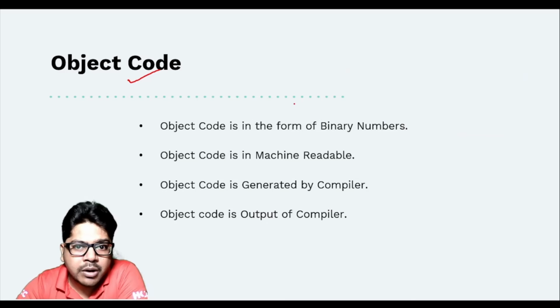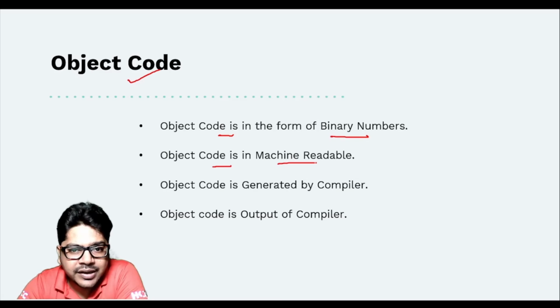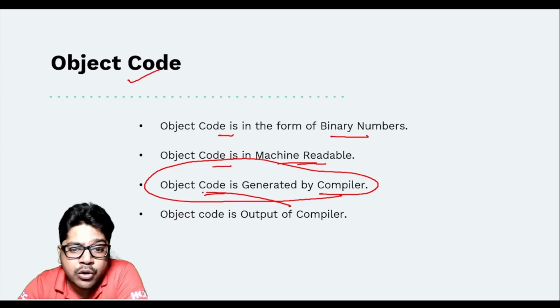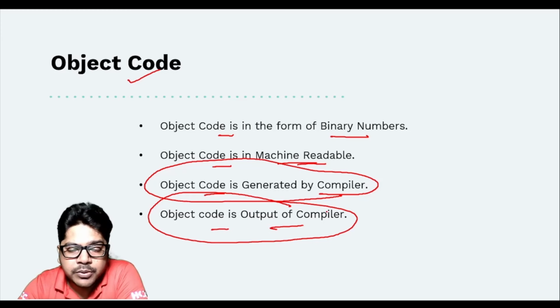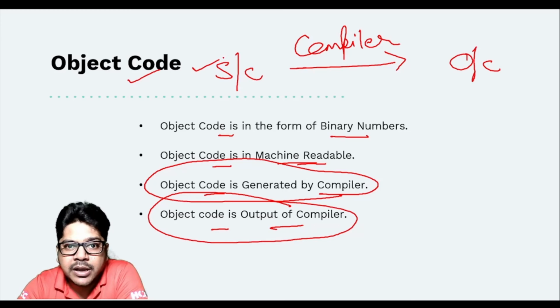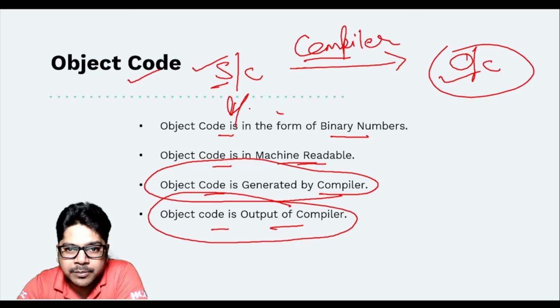Then we have object code. So what is object code? Object code is in the form of binary numbers, difficult to understand for you and me. Object code is machine readable, the machine can read it, and object code is generated by the compiler. The compiler is the one who generates the object code, and it is the output of the compiler. So you have source code on this side, you have object code on this side, and you have something in between called the compiler, right? It is just like a chemistry reaction. This was your first product, later it became this, and in between a reaction happened, right? So this is the input, which is source code. Then the compiler came into the picture and gave you object code. This was the input, and this was the output.